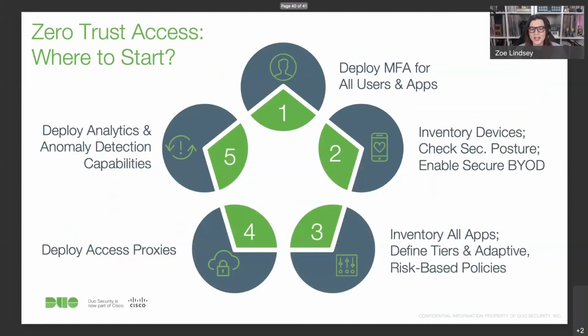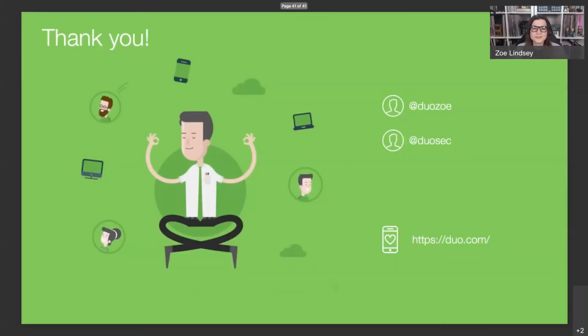with the implementation of multi-factor. So start by deploying multi-factor, building that inventory of devices and applications, defining your tiers and granular policies, deploying access proxies so that you can cover all use cases within your environment, and finally, building out those security incident profiles to deploy analytics and get better anomaly detection. Thank you. That's my part. Hopefully you're not too tired of hearing me talk.